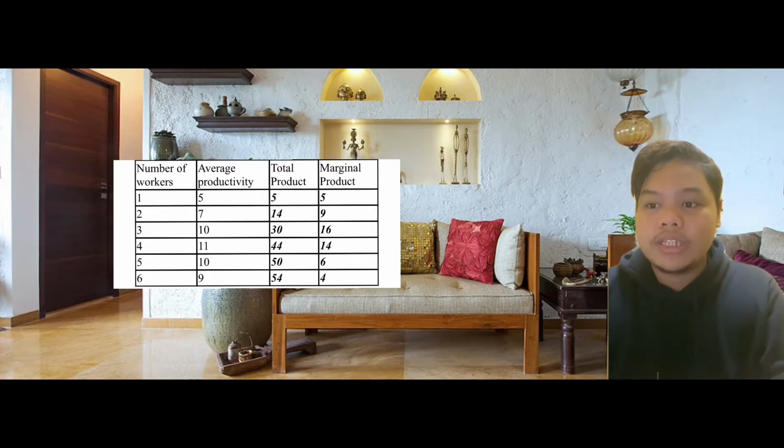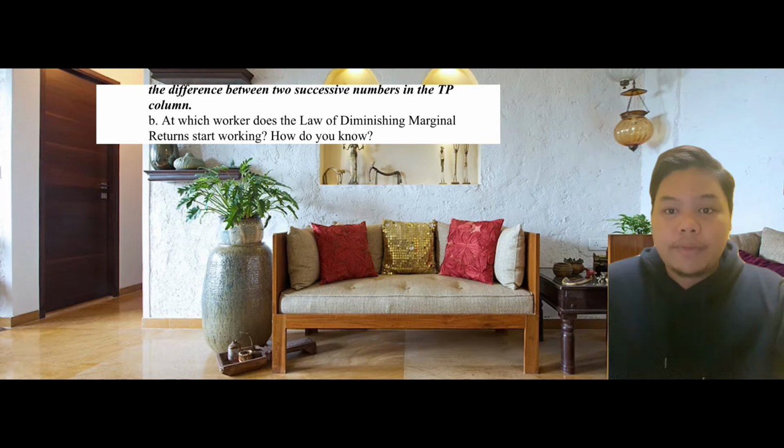So for marginal product, MP is the difference between two successive numbers in the TP column. So 14 minus 5, we get 9, and so on. The law of DMR starts working when MP starts decreasing. As we can see from the table, it happens when the firm hires the 4th worker.